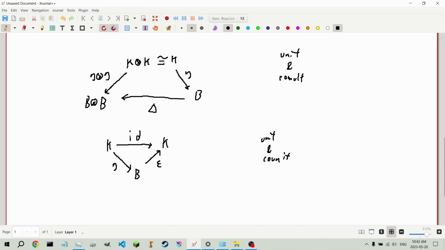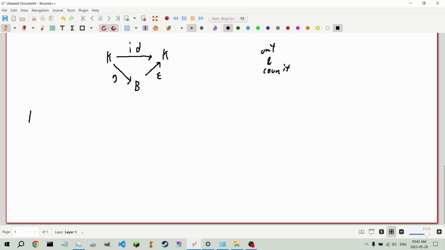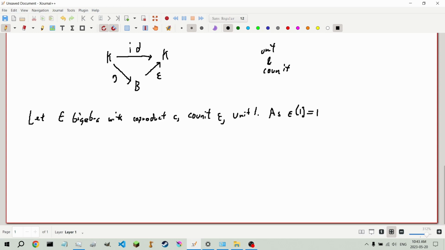Let's see what the book has to say. So, I'm going to let E be a bialgebra with co-product, here we're not using the triangle but C, co-unit epsilon, and then multiplication, we're using standard notation, and the unit is just going to be 1, as the co-unit of 1 has to be 1, as given by the diagram above. And likewise, co-product of 1 has to be 1 tensor 1.